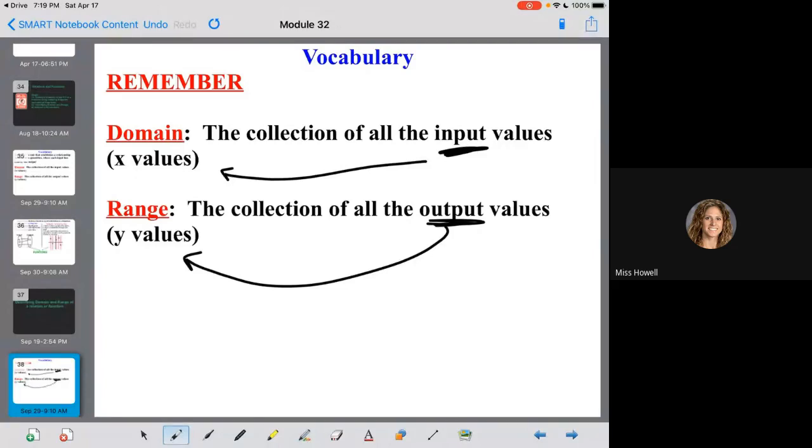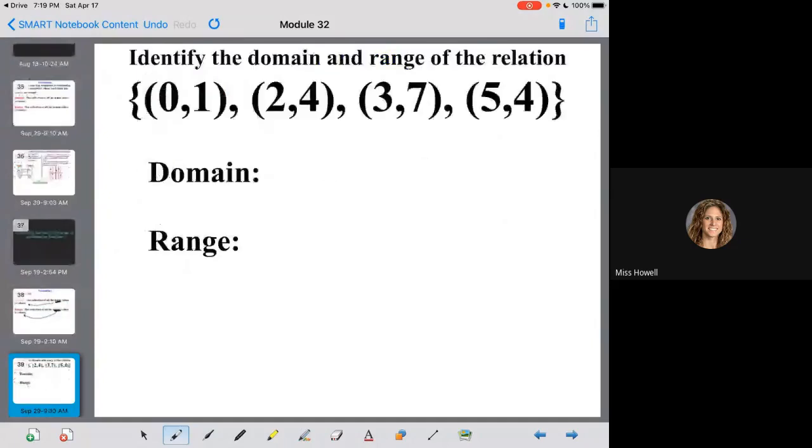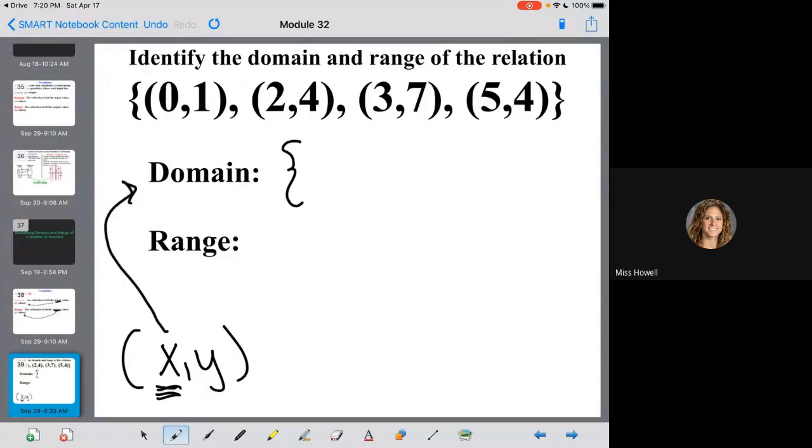So domain values here, the hardest part with these discrete values where it's individual points is we're making a list of a set of numbers. And the way that we do that is with curly brackets. So we're going to start here with a curly bracket. And our domain is our x's. So you need to remember ordered pairs go x comma y. So all our first values in our ordered pairs represent our collection called our domain.